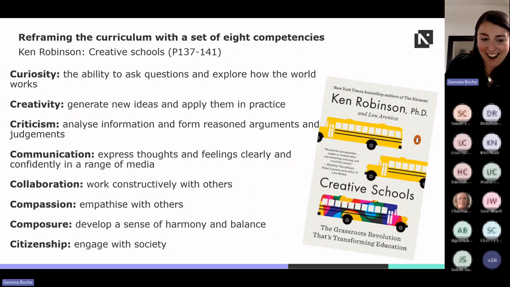Another really great resource is this book here. For those of you who haven't read it, everything I did as part of my postgrad was linked to Ken Robinson's Creative Schools. I'm going to talk through later a project that I did inspired by this, where I wanted to demonstrate the 8 competencies of creative schools. So if you look at those aspects on there, developing curiosity in young people, collaboration, compassion, composure, who doesn't want to develop that in their young people? So this is an excellent book for anyone that's interested.